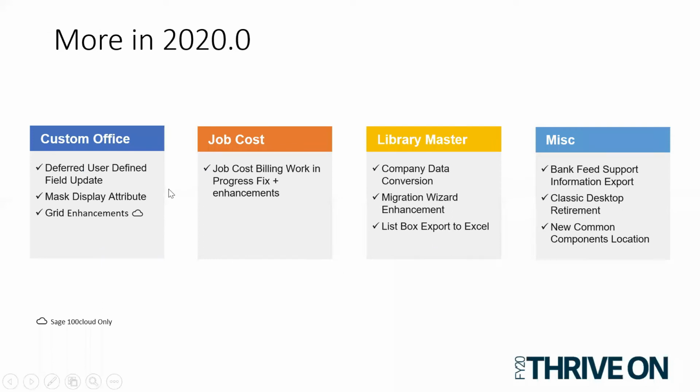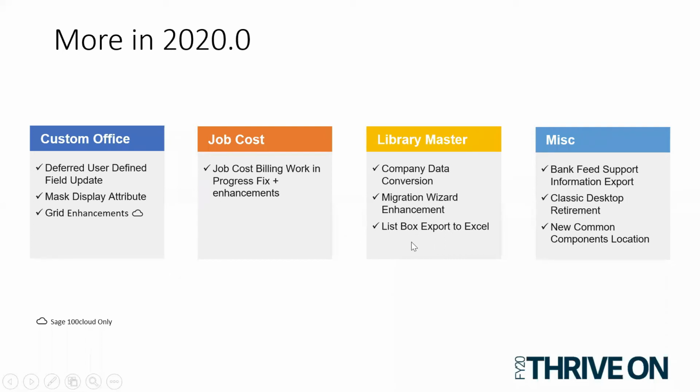A couple more things that they're looking at adding in the Custom Office module are deferred user-defined field updates, mask display attributes, and grid enhancements. For those of you that use job cost, they're looking at job cost billing, work in progress, fix, and other enhancements. That fix is related to some of the things that came out with version 2019.